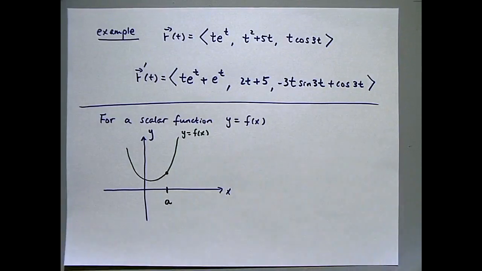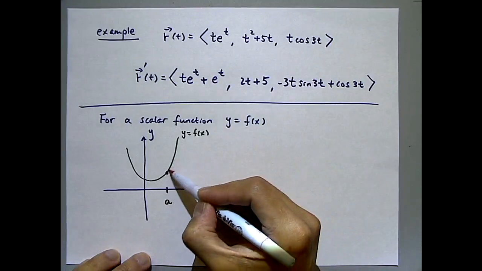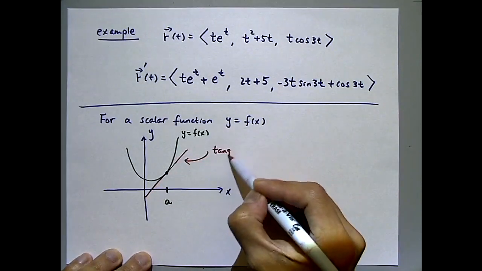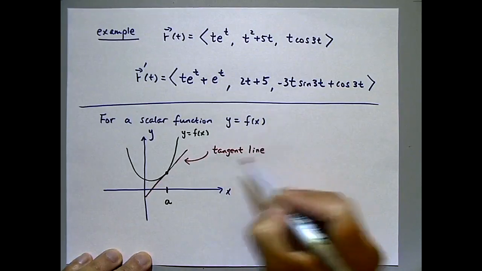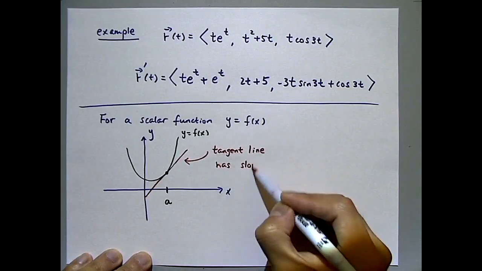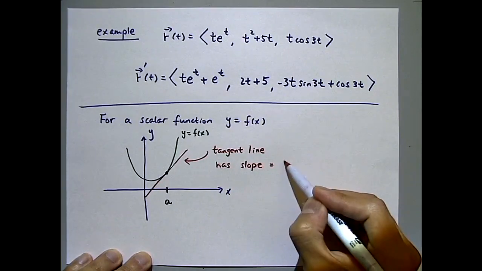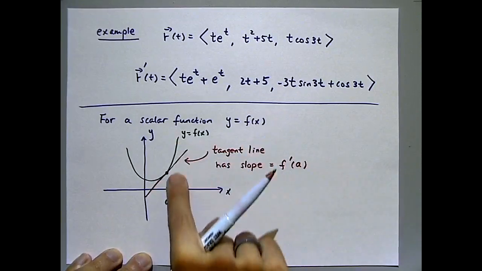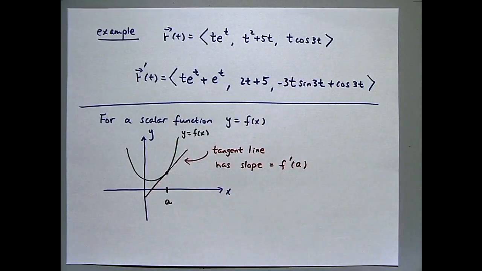And let's say that point is at x is equal to a. And you should remember that this red line, the tangent line, has a slope equal to f prime at a, right? Derivative of the function at the number x is equal to a. Remember that? Okay, that's the same idea here.